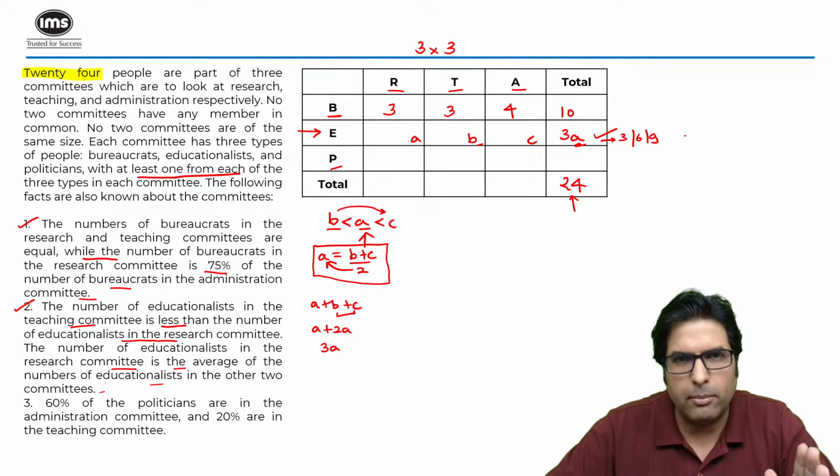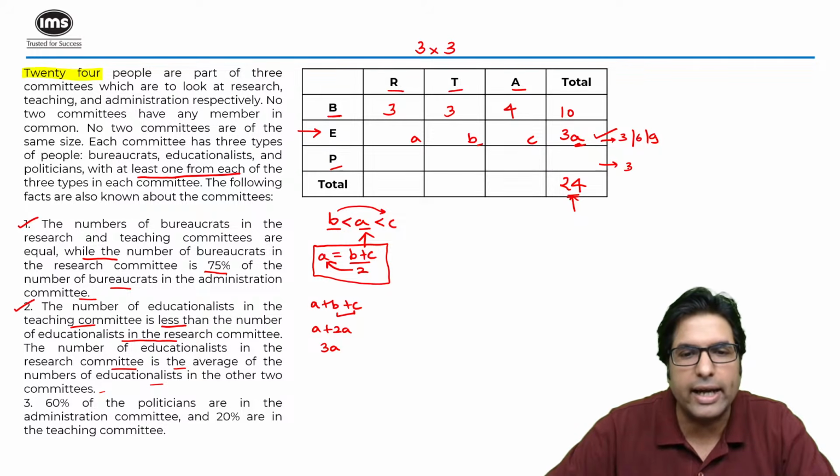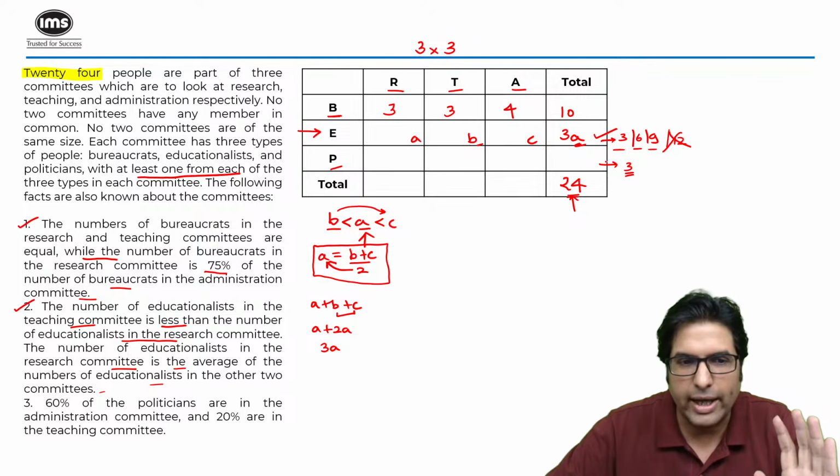By stretching this, you can say because the total is 24 and this box will at least have a minimum value of 3, 10 and 3, 13. So I'm left with 11. So at most I can have 3, 6, 9. I cannot have 12 as the total because the total row for politicians must have at least a minimum of 3. So I can reject this. So either it could be 3, 6 or 9.